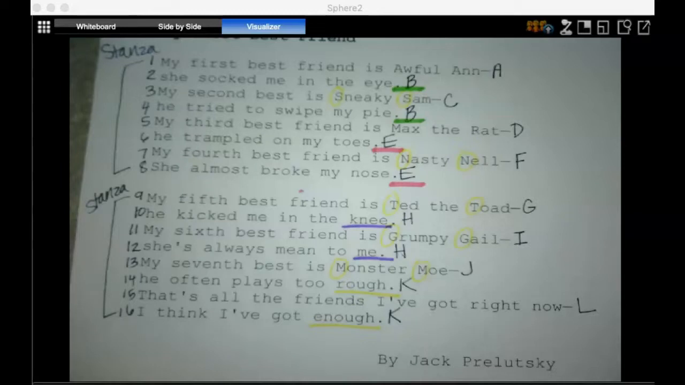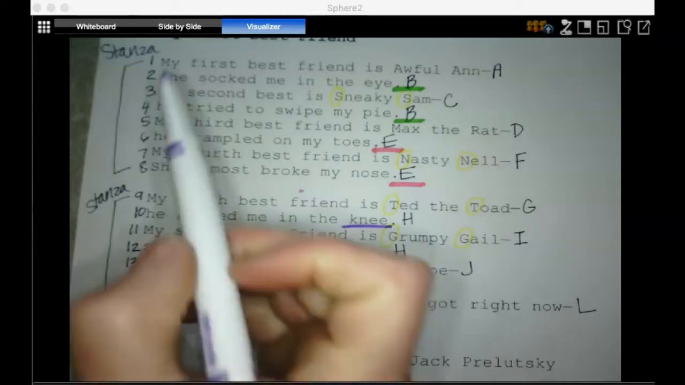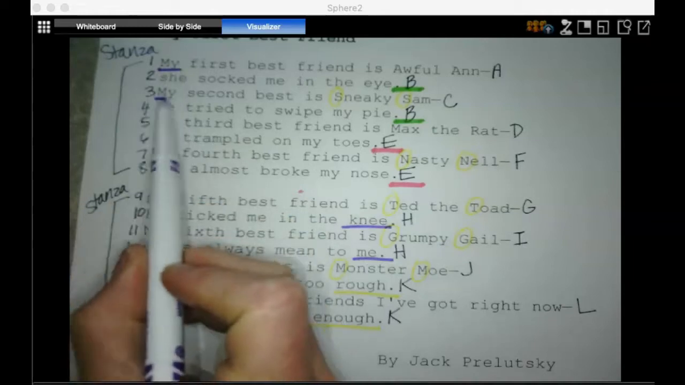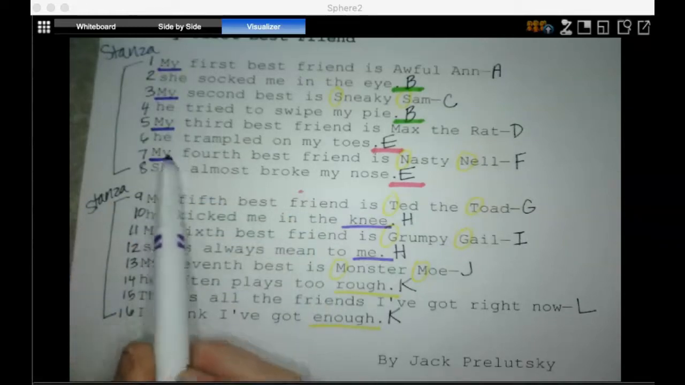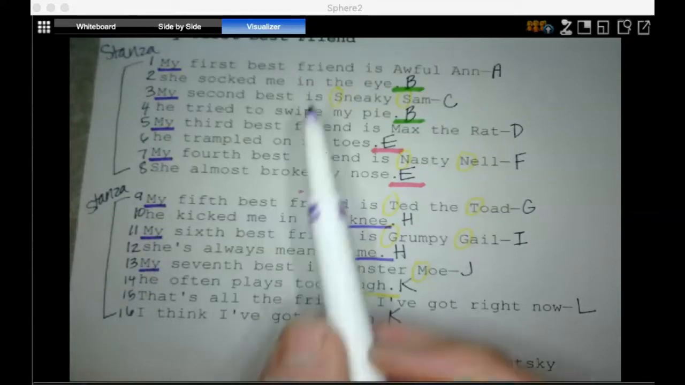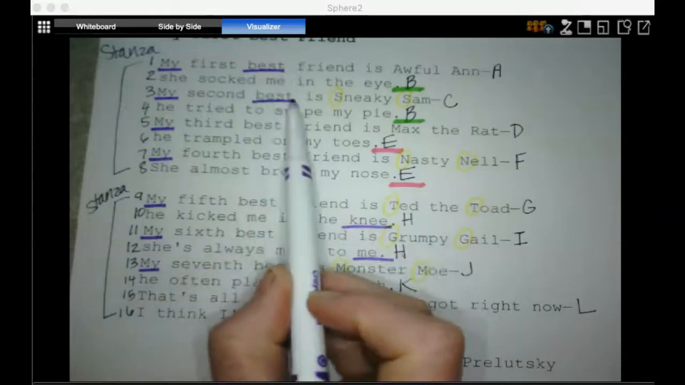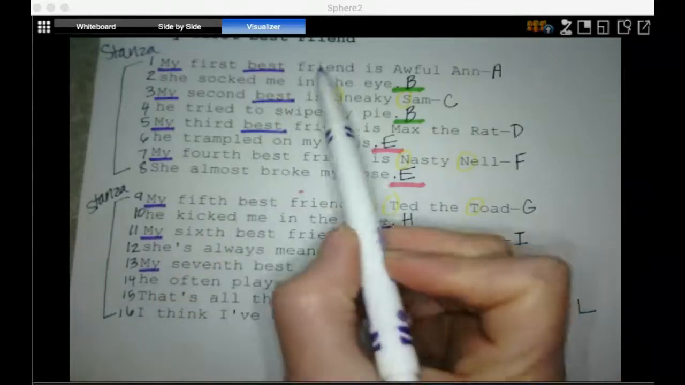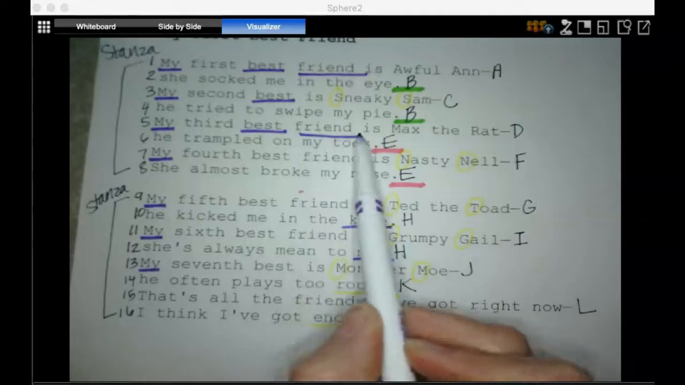So now that I've looked for alliteration and rhymes, let's pause for just a second and see if we can find repetition. I see as I go down the lines, the word "my" repeats. And again, it's every other. Then I also see "best" repeats and "friend" repeats.